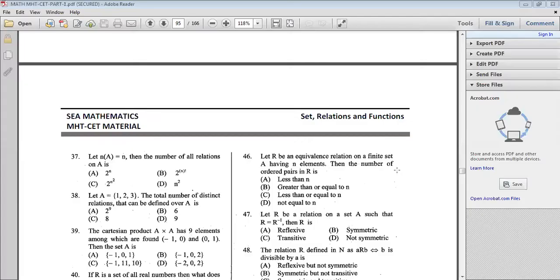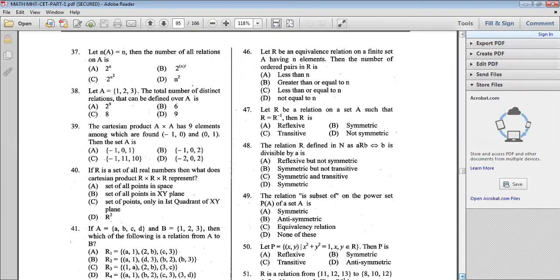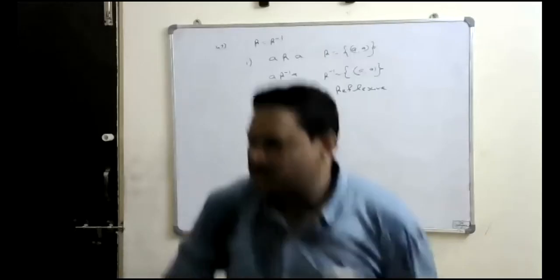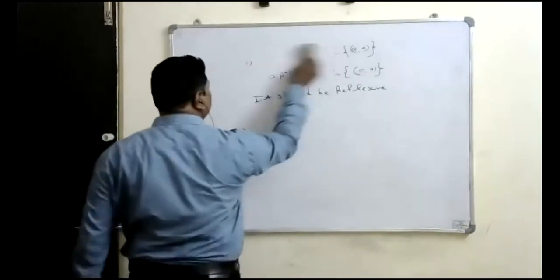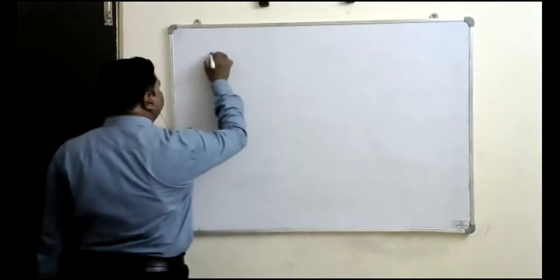Next, observe this problem. Look at the 48th problem once. The relation R is defined in N such that B is divisible by A. Which relation is it? Just observe this relation. Reflexive but not symmetric. Good. It is reflexive but not symmetric.